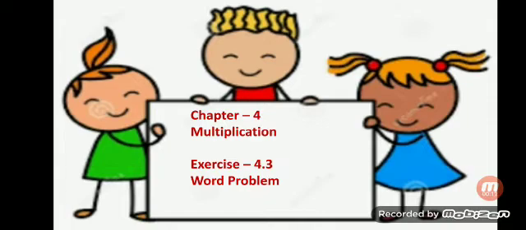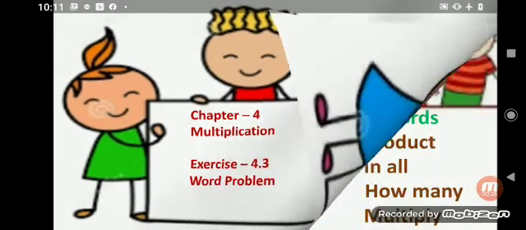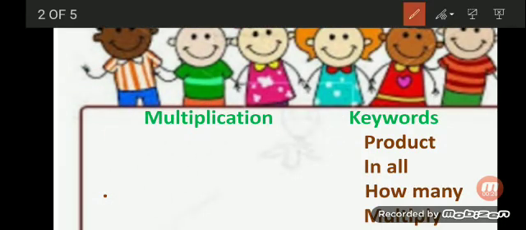In this class, we will do exercise 4.3 of chapter 4, multiplication. In this exercise, we are going to learn word problems of multiplication. So let's begin. Some keywords of multiplication are product, in all, how many, multiply, etc. That means when you get these kinds of words in any word problem, you have to do multiplication between the numbers.